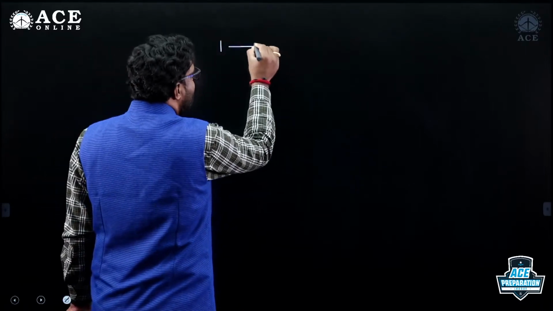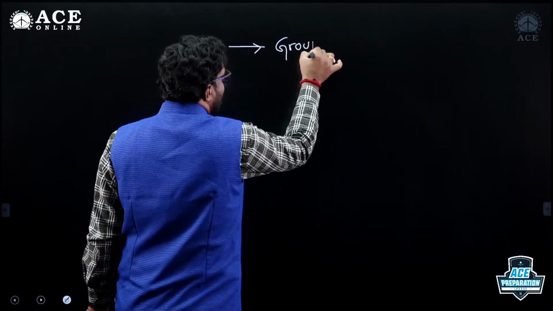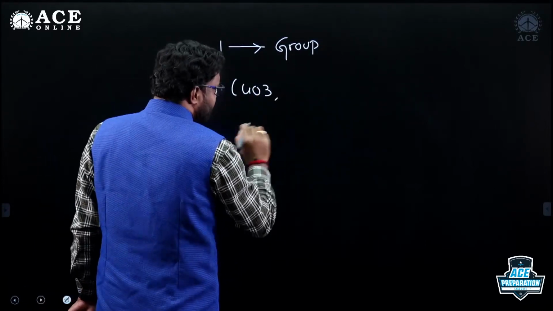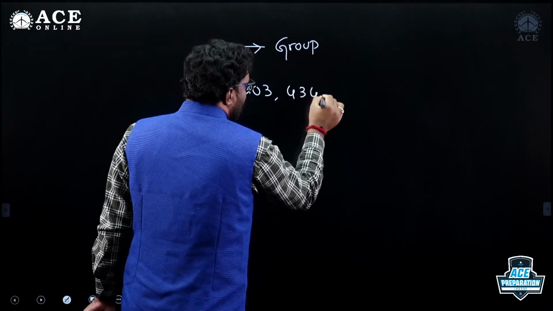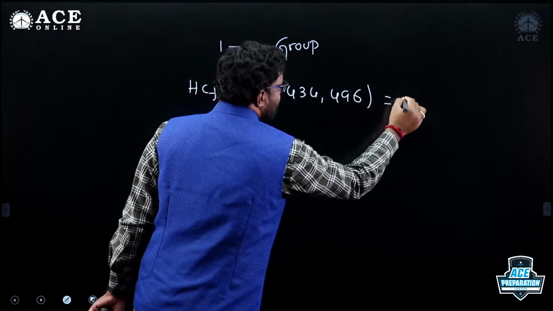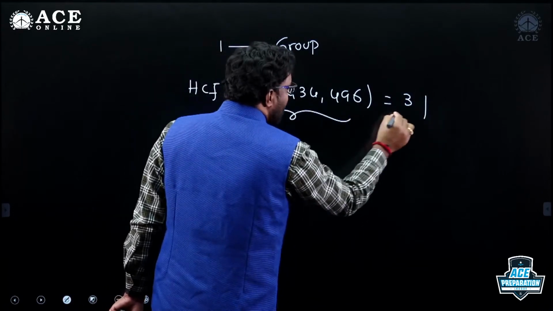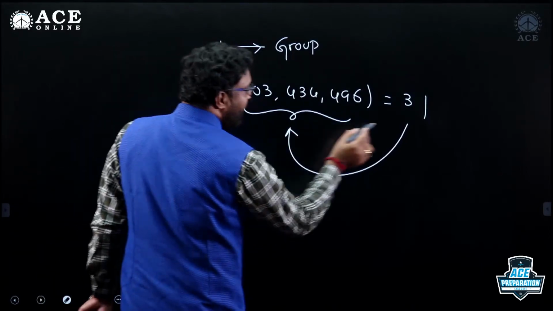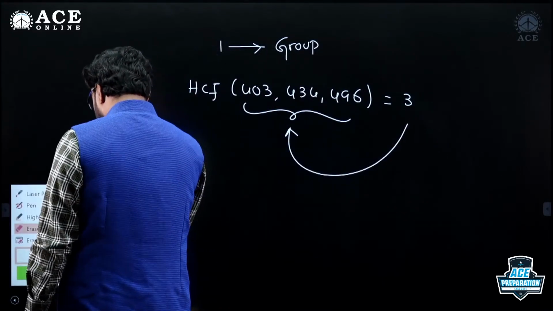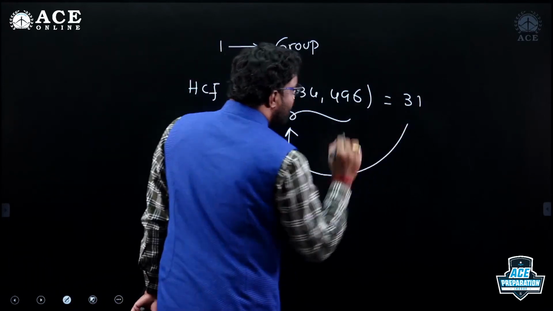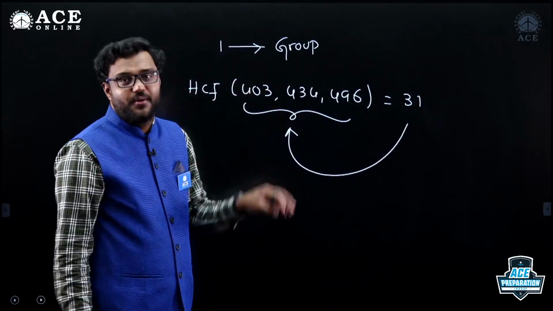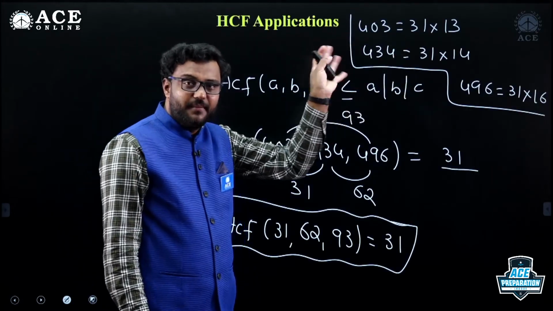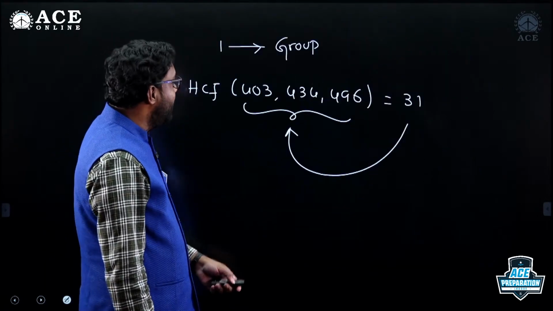Next, one number is dividing the group. You can see in the previous question also, 403, 434, 496, we got HCF is 31. All these numbers are divided by 31, my dear friends. So this point, one number is dividing the group. And as we mentioned, if the options are less than the given numbers, we can think about HCF. One number dividing the group.